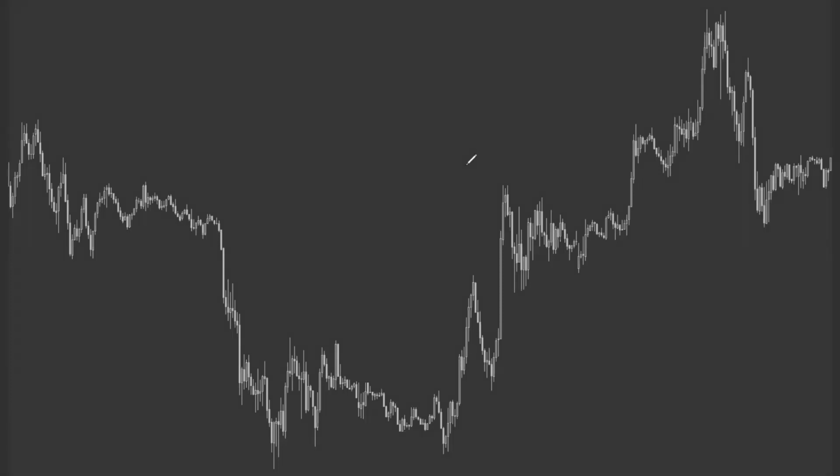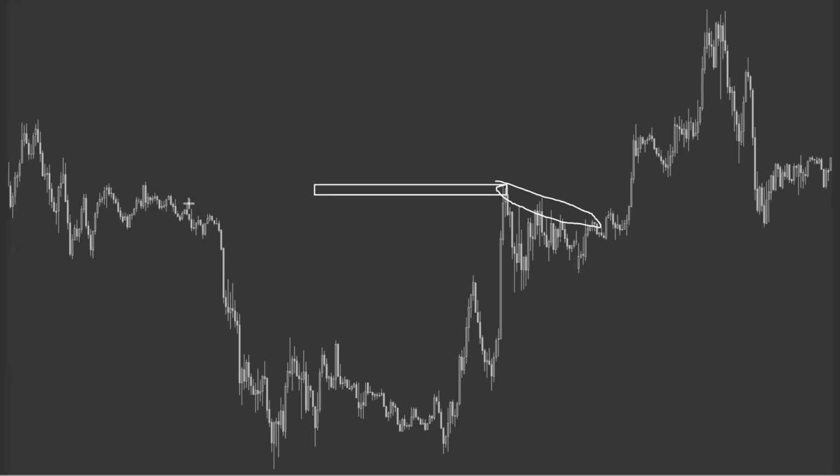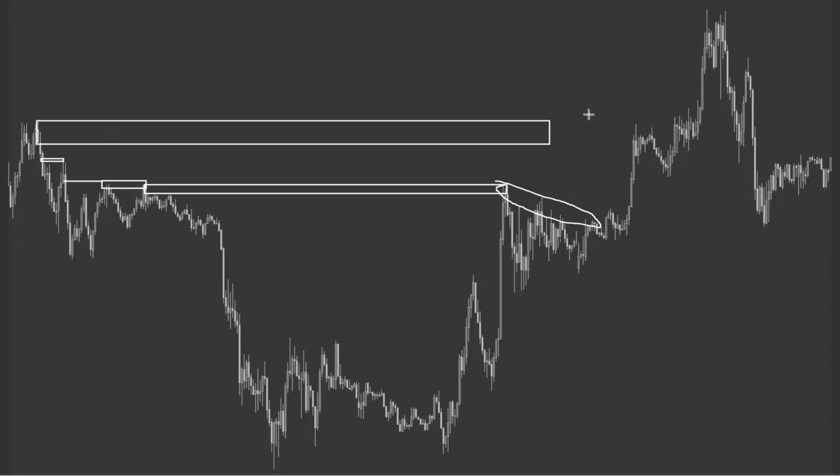So here's an example of a symmetrical triangle on cable, and you can see that the area above price here is totally compressed. That's all totally compressed, and even off to the left here, that high is a test of that. That's a test of that. So the next fresh liquidity is all the way up in here, and you see that's where price finds resistance.